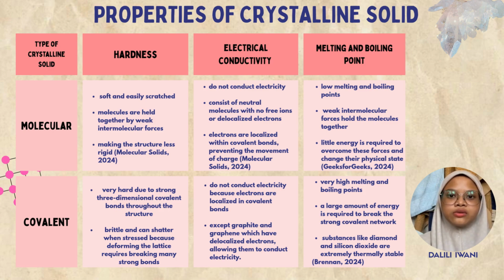Covalent solids are very hard due to strong three-dimensional covalent bonds throughout the structure. However, they are brittle and can shatter when stressed because deforming the lattice requires breaking many strong bonds. Covalent solids do not conduct electricity because electrons are localized in covalent bonds, except graphite and graphene, which have delocalized electrons, allowing them to conduct electricity. Covalent solids have very high melting and boiling points because a large amount of energy is required to break this strong covalent network, which is why substances like diamond and silicon dioxide are extremely thermally stable.